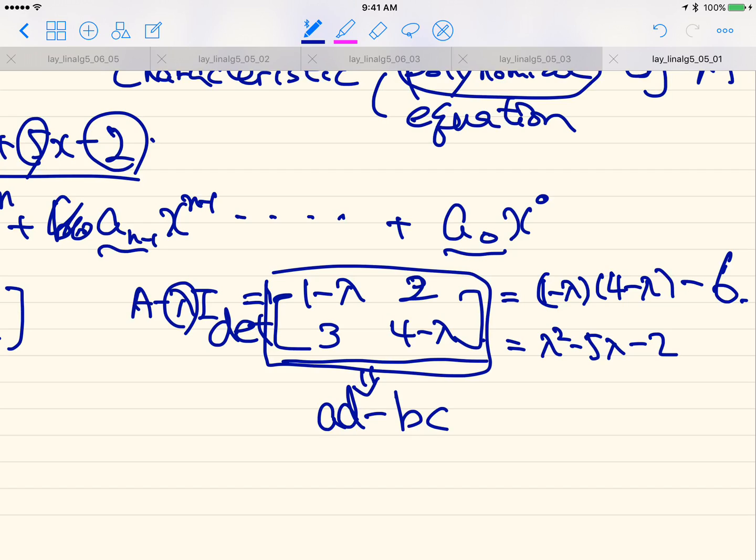In general, if your matrix is 3 by 3, your characteristic polynomial will become a third order polynomial. And if it is 100 by 100, then you will have a polynomial of degree 100. And then we set it equal to 0, and the solutions for lambda satisfying this equation will become your eigenvalues.